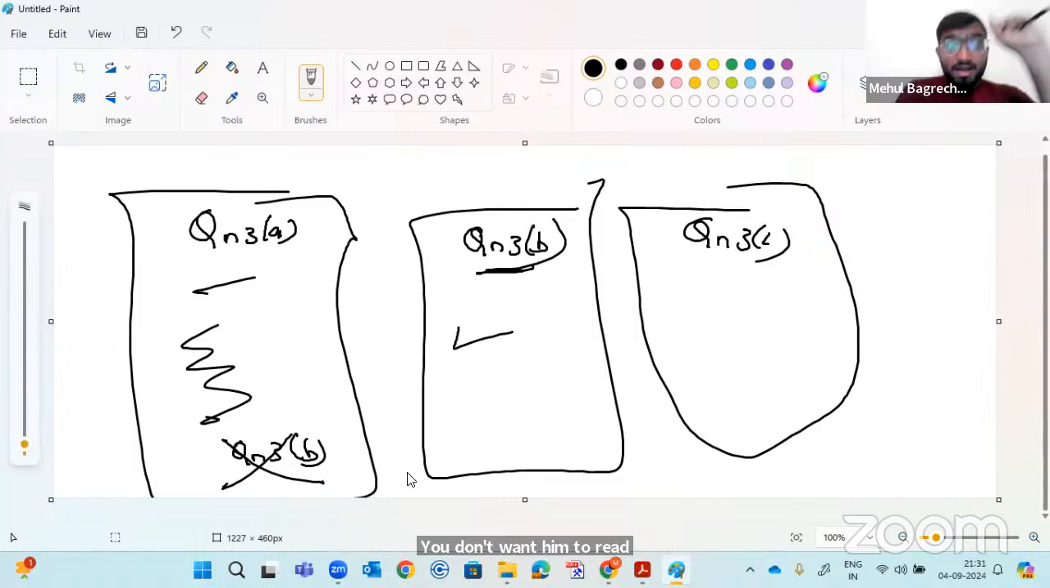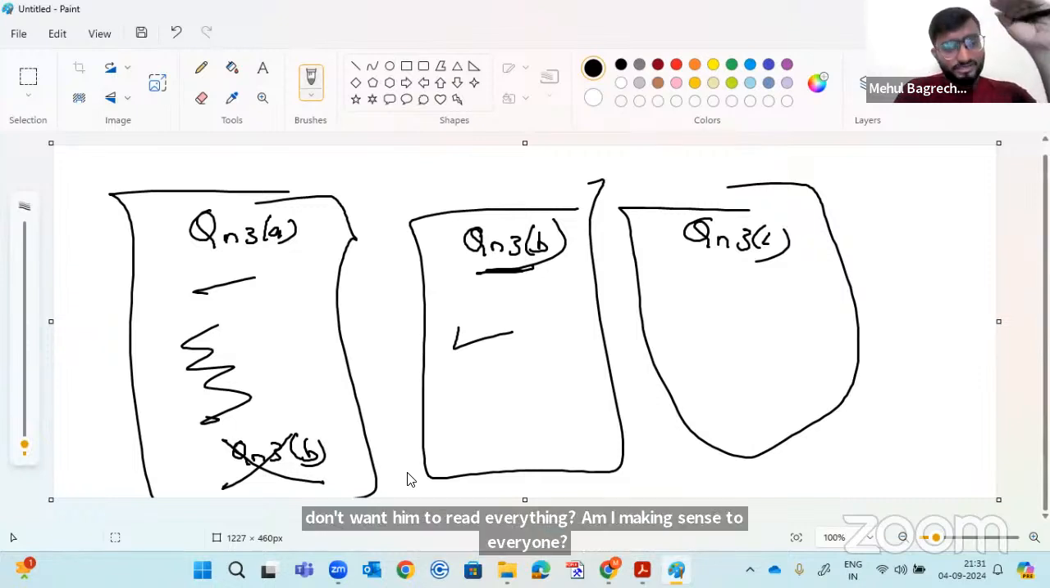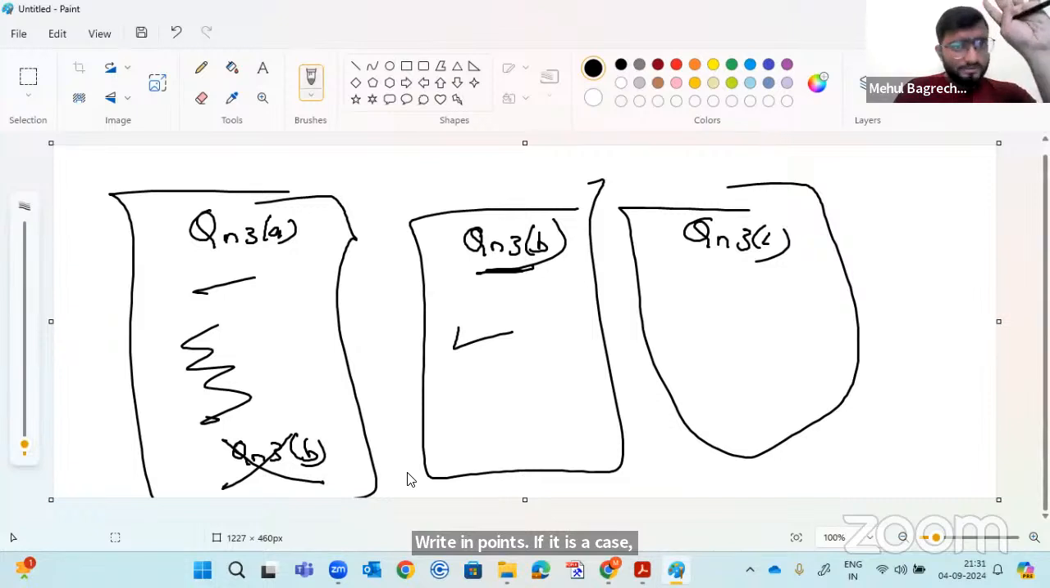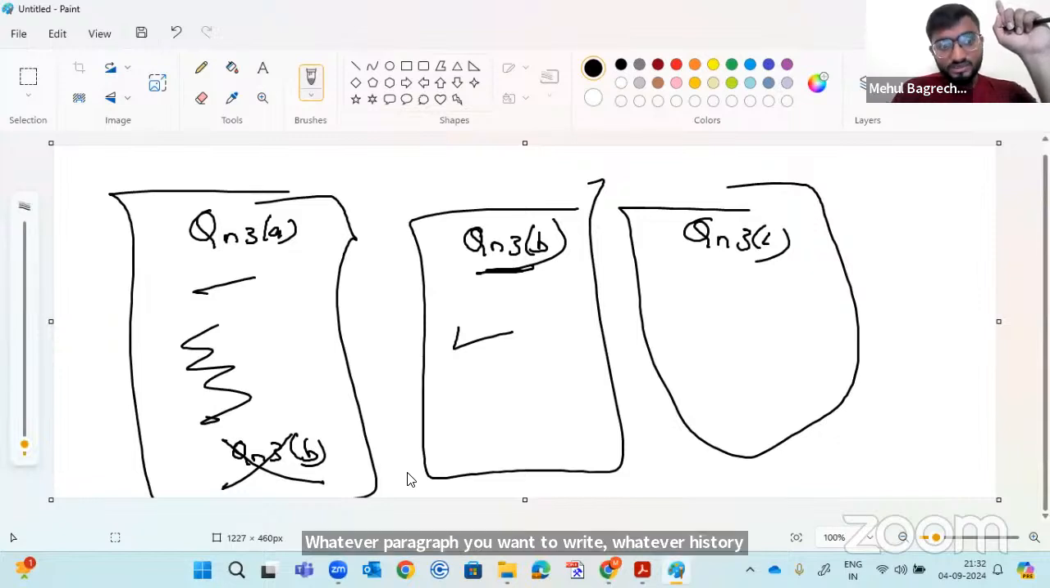Yes. Write in points. If it is a case study, you're going to write the case study in a particular format. How? Facts of the case, provision of law, analysis, conclusion. Sir, can I write paragraphs together in the conclusion? No, it's a conclusion, write one sentence. Whatever paragraph you want to write, whatever history you want to write, you write in analysis. Understanding, everyone? Yes.